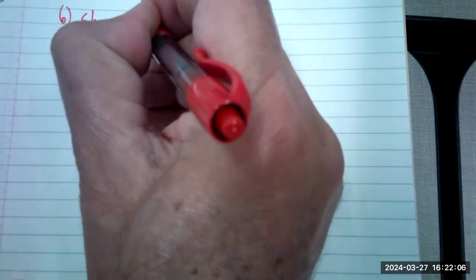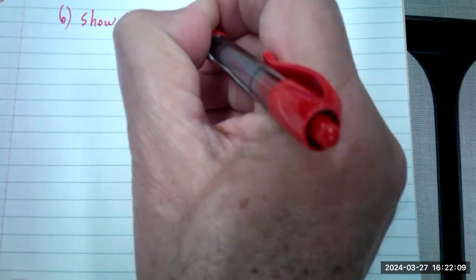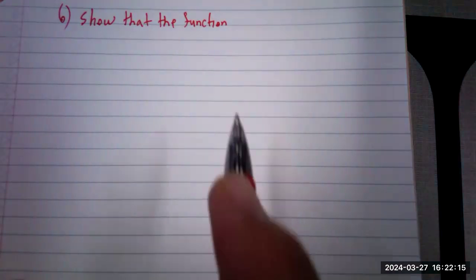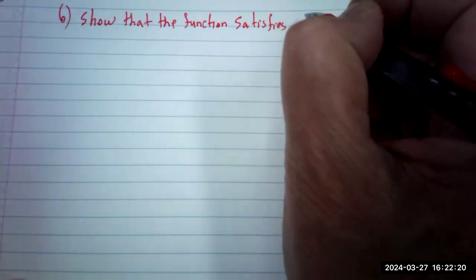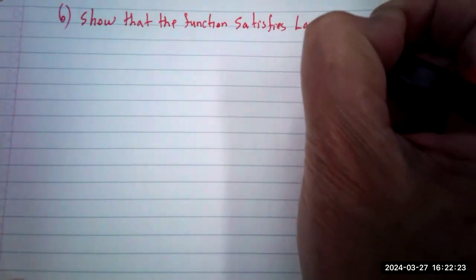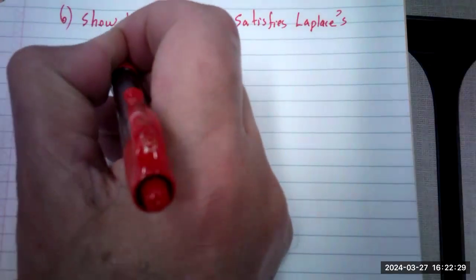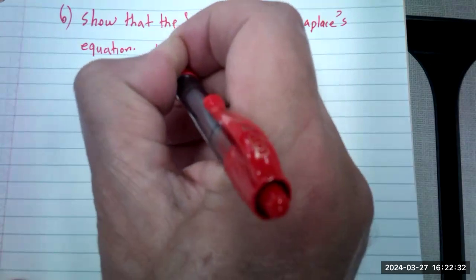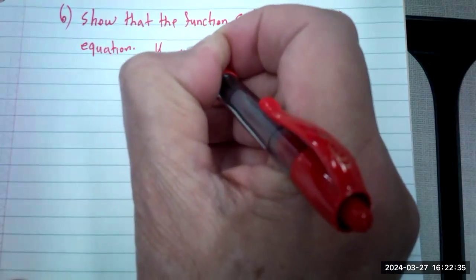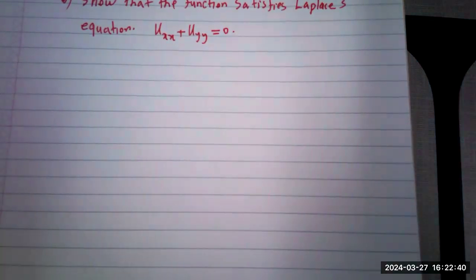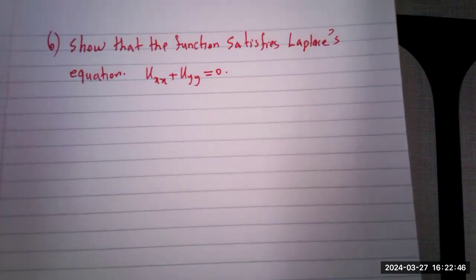Show that the function satisfies the Laplace equation. Okay, because you have some in your book, so that's why I just put it here. You've taken the course in differential equations. We're going to use this type of ideas. This is it, uxx plus uyy equal to zero. That's it. In physics, if a function of two variables satisfies this condition, that function is called a harmonic function.